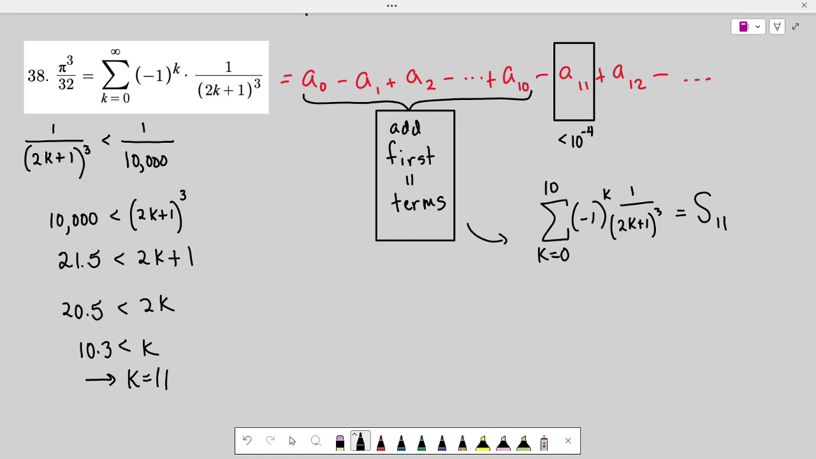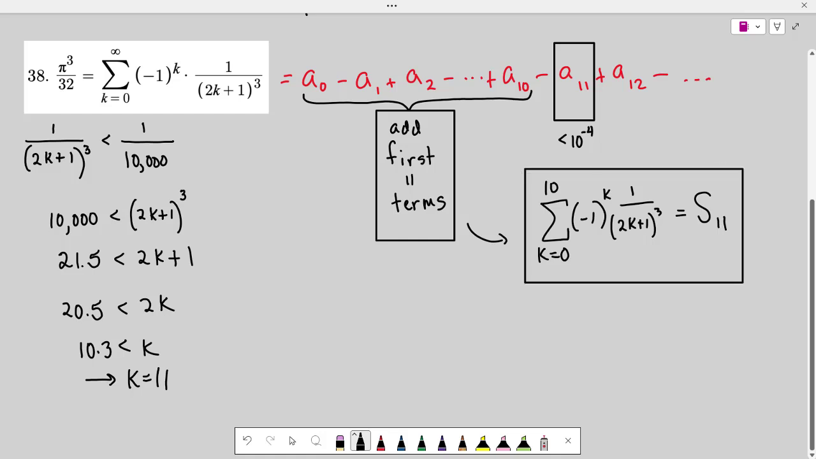So can we write S sub 11 as our answer? Yep, you could write S sub 11 as your answer, because that means add the first 11 terms. So you could do sigma notation, S sub 11, or add them out. Yep. Okay. Yeah, Daniel.